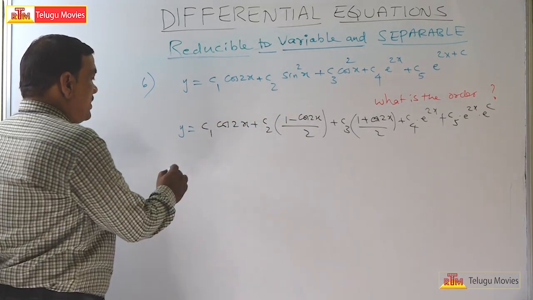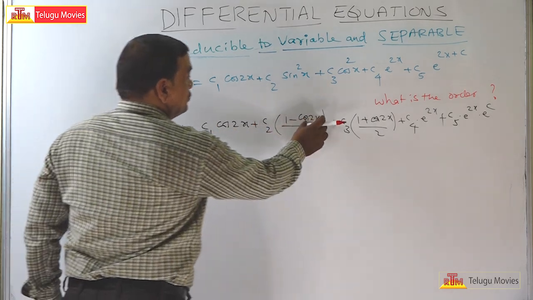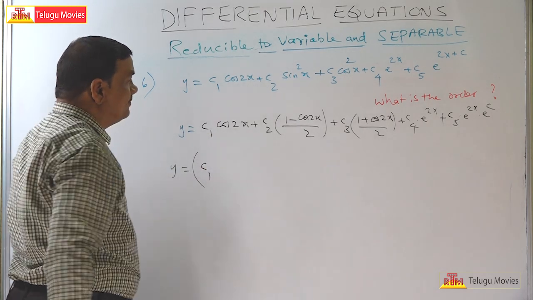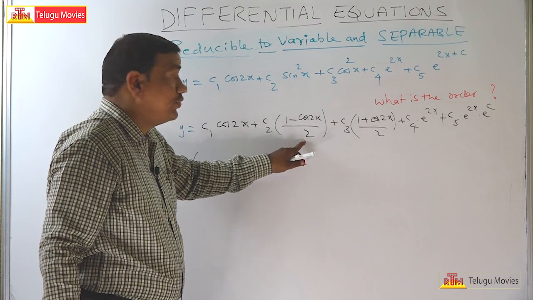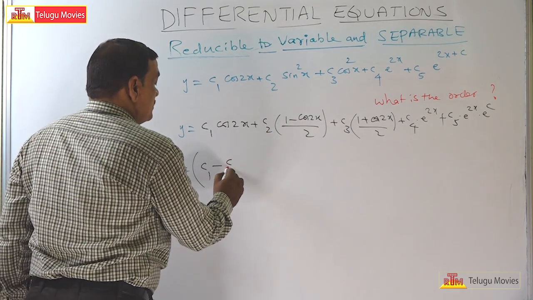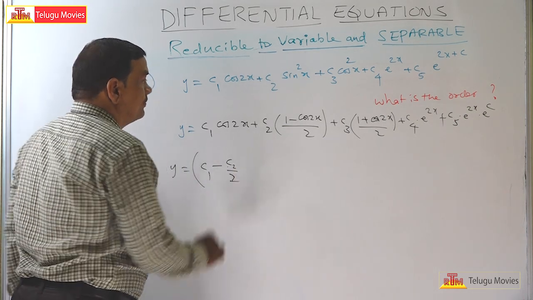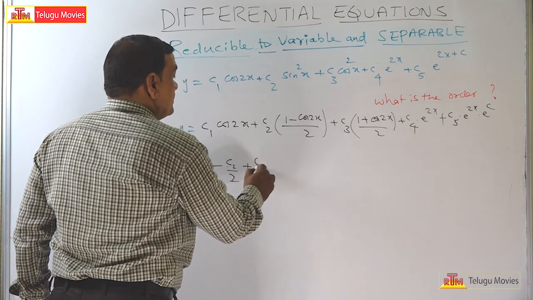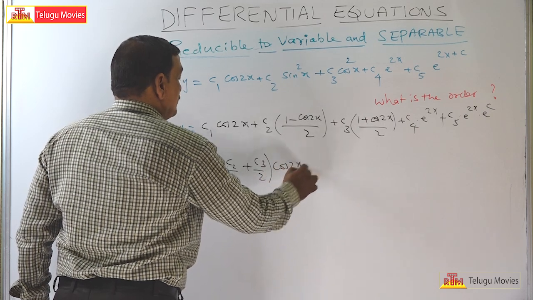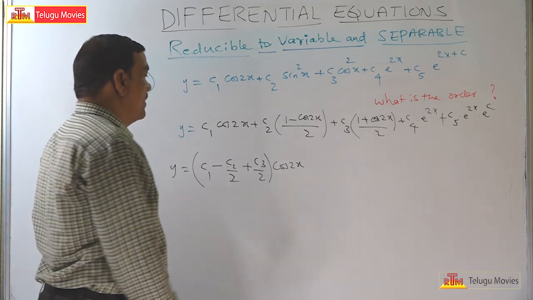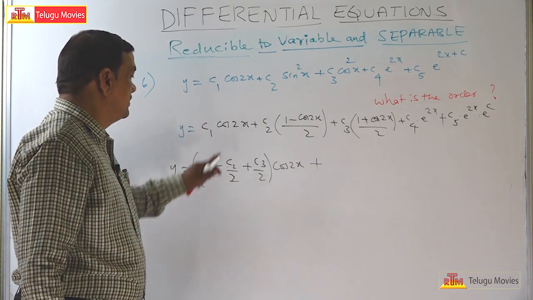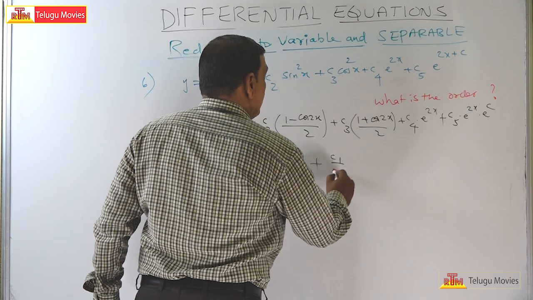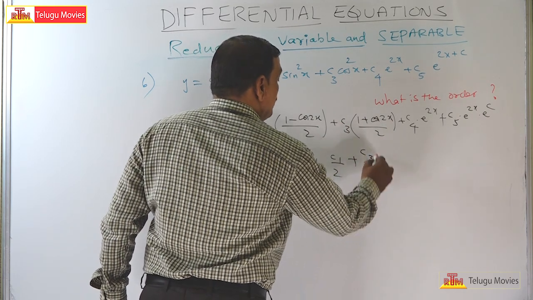Now see here, cos 2x is there in several terms. Take cos 2x common outside. What remains? Here c1, minus c2 by 2, plus c3 by 2, times cos 2x. Again, any more constants? Yes, here c1 by 2 is there, and c3 by 2 is there.